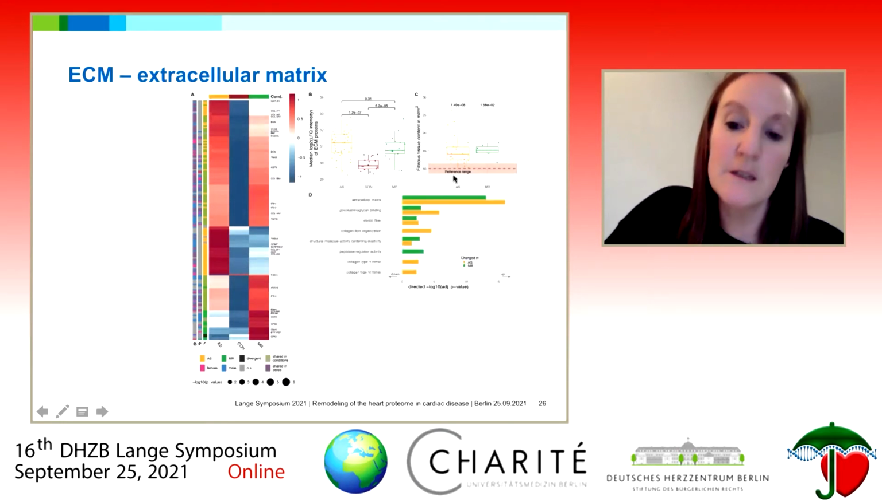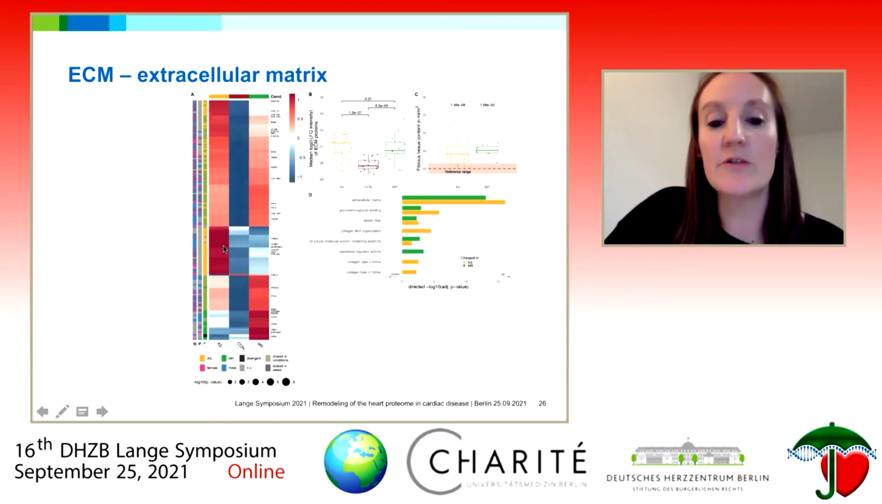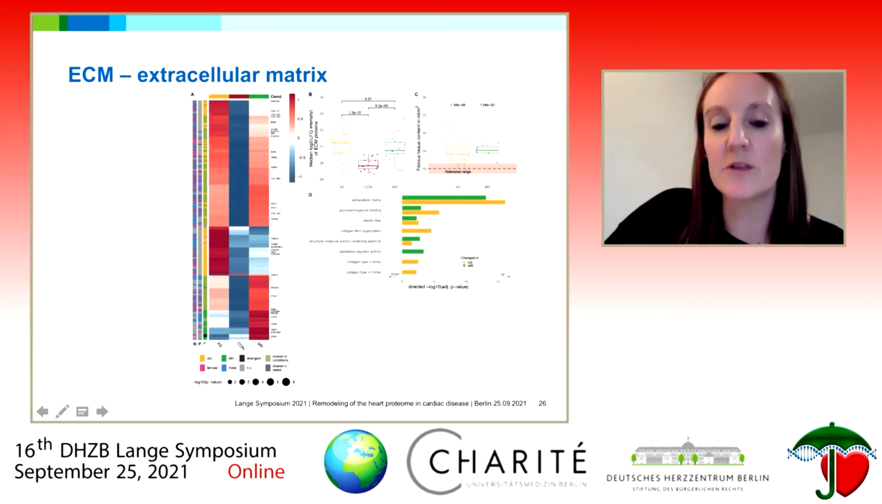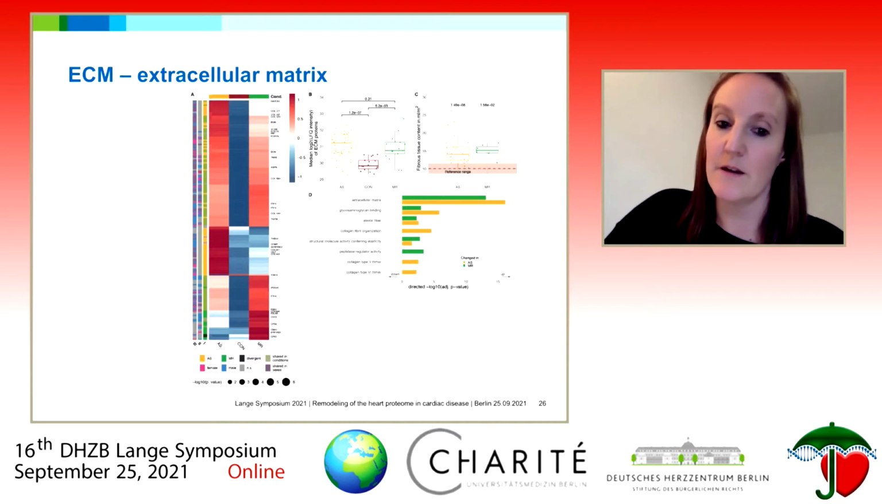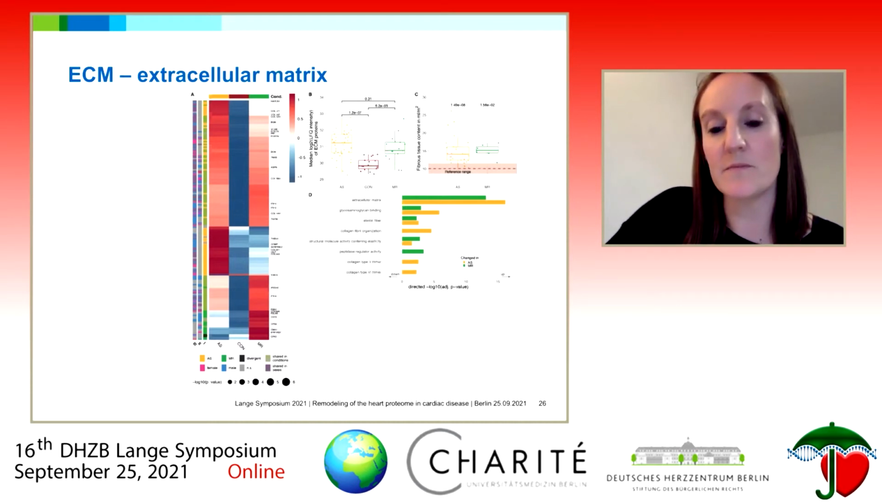However, looking at single proteins, we saw different proteins to be upregulated in aortic valve stenosis than in mitral valve regurgitation. In aortic valve stenosis patients, for example, fibrillar collagens like collagen 1, 2, and 3 were upregulated, whereas in mitral valve regurgitation patients, more enzymatic proteins and proteins of developing arteries and endothelial cells were upregulated.